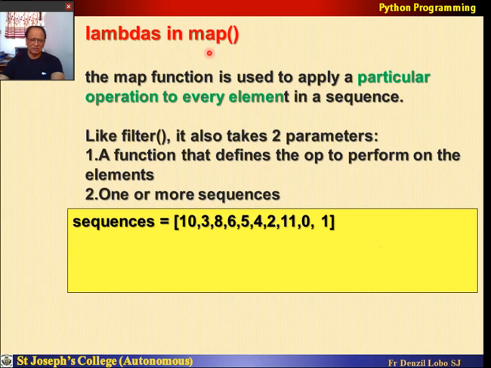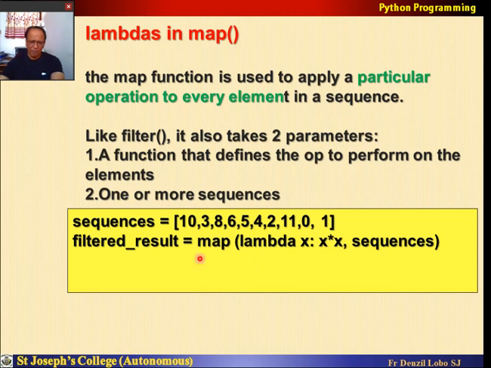Second, let us use lambda in the map function. It is very similar to the filter function. It also takes two parameters: a function that defines the operation to perform on the elements, and one or more sequences. I have a sequence here. I'm going to map this function, lambda x: x squared, on this sequence. That means if I pass 10 to that, it should give me 100, for every element here.